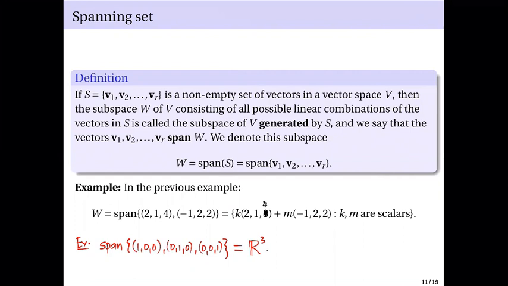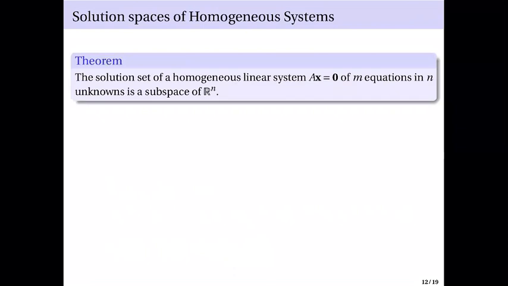Now, what else? Let us go back to linear system. We get the solution set of a homogeneous linear system. So the solution set of a homogeneous linear system AX equals 0 of M equations in N unknowns is a subspace of Rn. We call that the solution space.